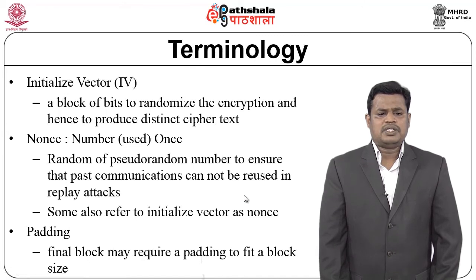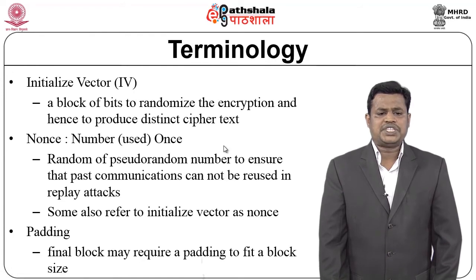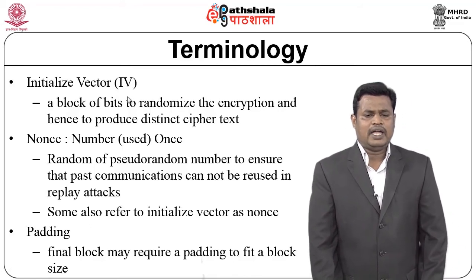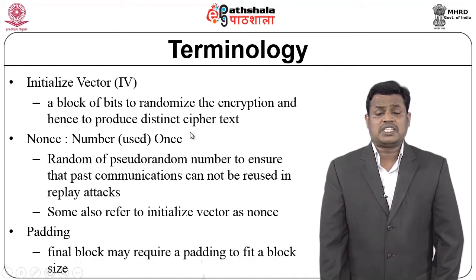Some of the terminology used with respect to these operations is given here, that is the initialization vector, or initial vector. We usually use it for randomness of the encryption process. For each operation, apart from the input and the key, there will be some initial value to randomize the encryption. That process is initiated with this value, the initial vector: a block of bits to randomize the encryption process and hence produce distinct ciphertext.